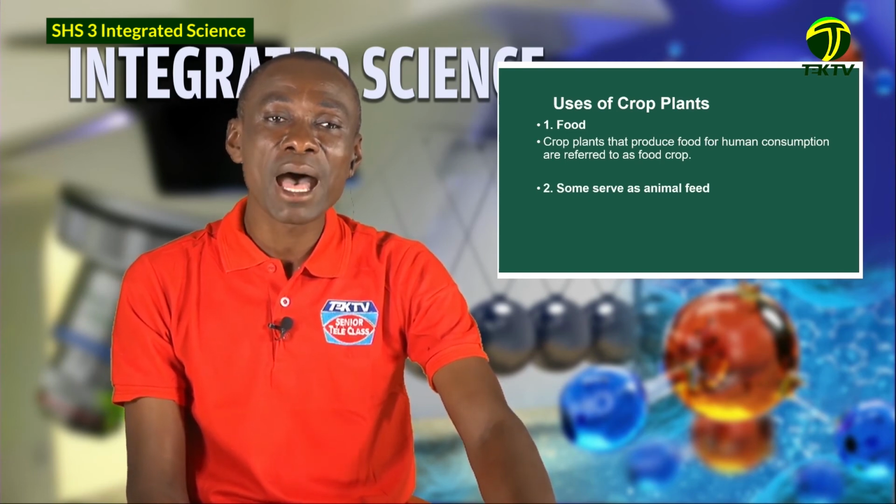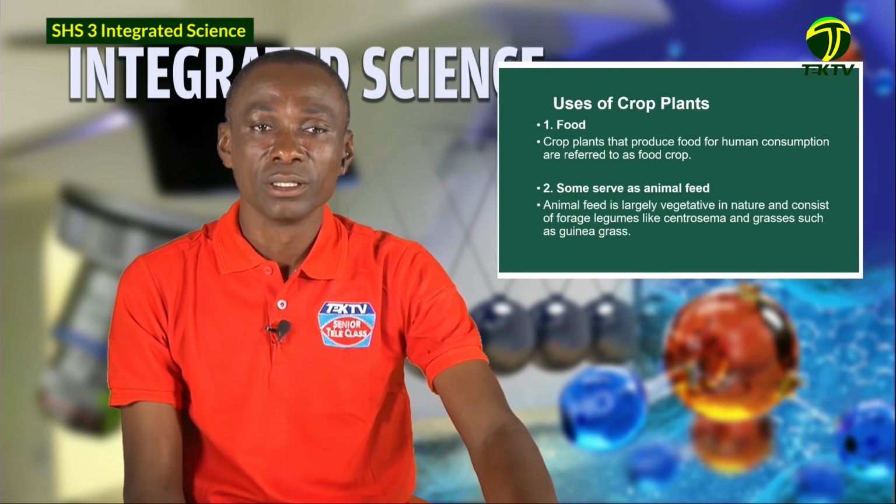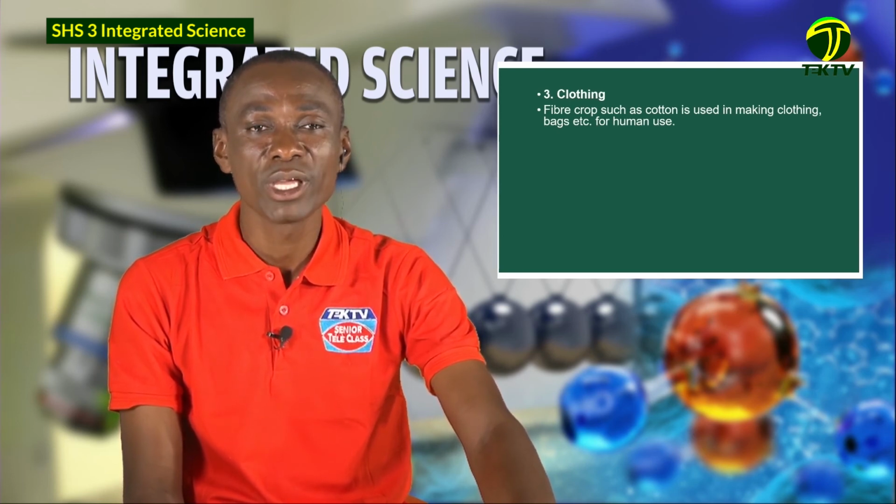Some also serve as animal feed. Remember earlier on we mentioned forage crops. Animal feed is largely vegetative in nature and consists of forage legumes like centrosema and grasses such as guinea grass. We also use some crops, as we mentioned earlier, such as the industrial ones, as raw materials for making clothing. So fiber crops such as cotton is used in making clothing. And as we saw earlier, cotton can be processed into yarns, which can then be processed into materials and even yarns for making dresses.